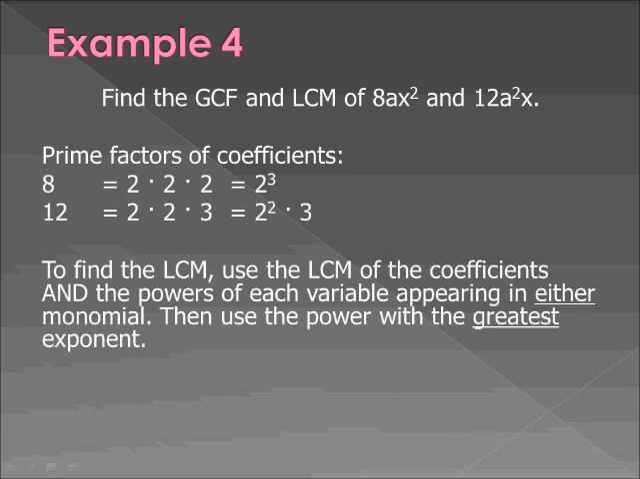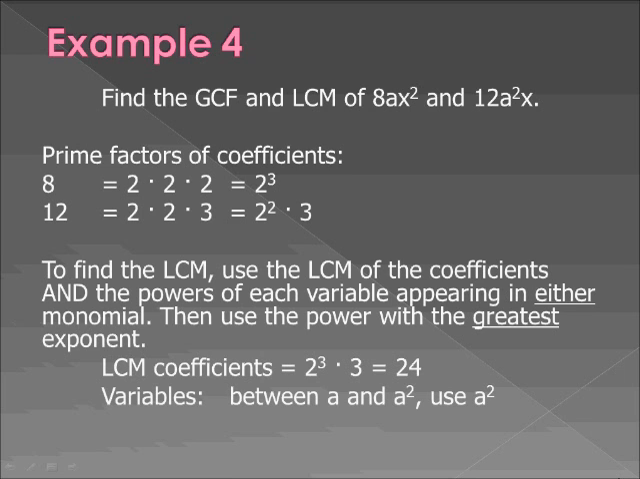The LCM: we do the LCM for the coefficients first, and then we'll have the powers of the variable appearing in either monomial. Then for each one that appears, we use the power with the greatest exponent. So the LCM of 8 and 12, we take a 2 cubed because that is the highest power of 2, and 3 to the first, which is the highest power of 3. Multiply those together, the LCM is 24.